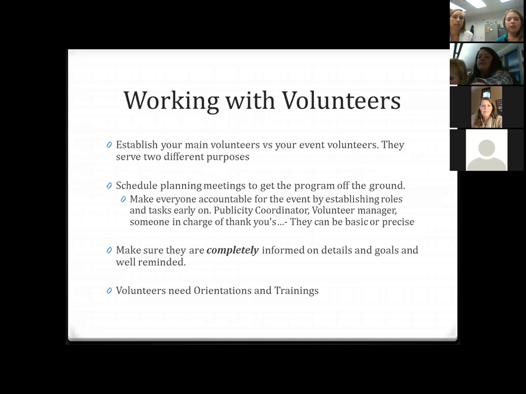When you are working with your volunteers, make sure they're completely informed on details and especially of the goals of your project. You don't want them just blindly working for you. If they understand the goals, they'll be much more committed to your project, but also understand things or promote it on their own. Another thing to consider is that volunteers need orientations and training, especially those volunteers that will be at a larger event. You want to make sure they also know what's going on.